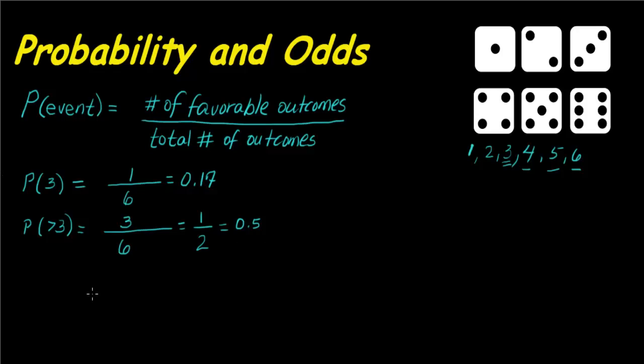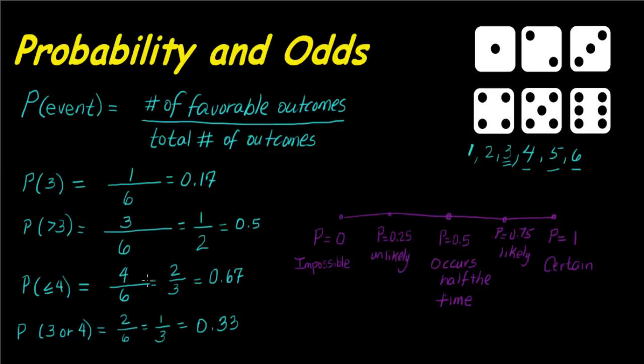Okay? Now I want you to try these two that I'm going to write here so that you can practice. I want you to find the probability of rolling a number that's less than or equal to 4. And I also want you to find the probability of rolling a 3 or a 4. Okay? And then I want you to hit pause, work these on your own, and then come back to see the answer. Okay, here are your answers.